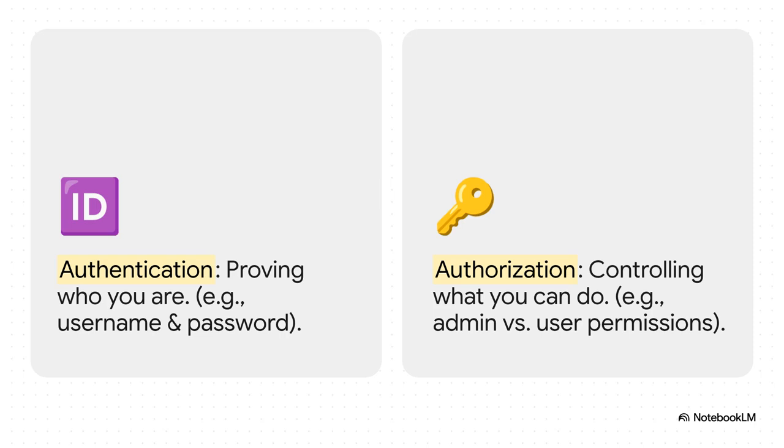Authentication, that's just proving you are who you say you are. You know, your username and password. But authorization, that's what happens next. After you're in the door, authorization decides which rooms you can enter. Think of it like a key card for an office building. Authentication is swiping your card at the front door to get in. Authorization is what determines if that same card can open the CEO's office.